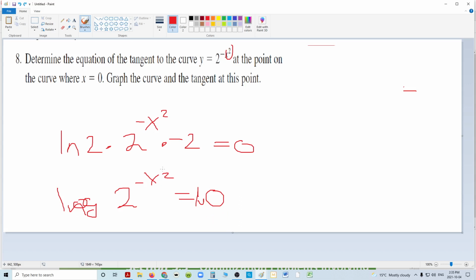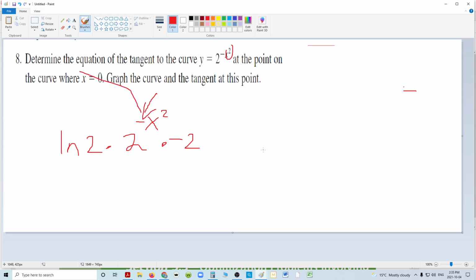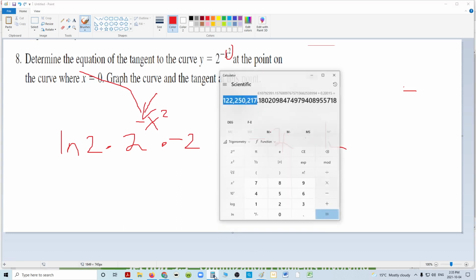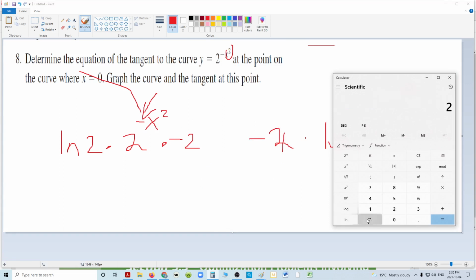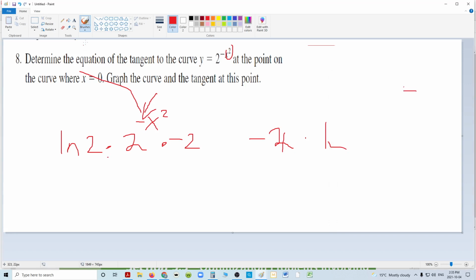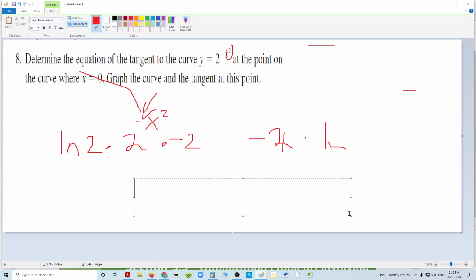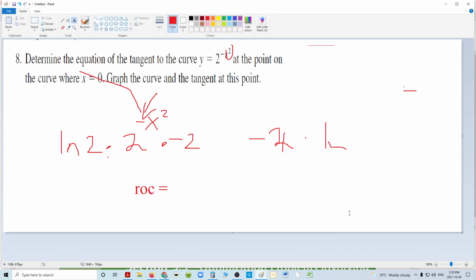Oh, I see. It's not when x is at 0, my bad. So they're not saying find a peak. They're saying set for 0. So you get 2 to the 0, which is 1, times -2, which is -2, times ln of 2. So you got to take -2 and multiply it by the ln of 2. And you get negative 1.3862 or whatever. Which means the slope, or the rate of change, is equal to that.